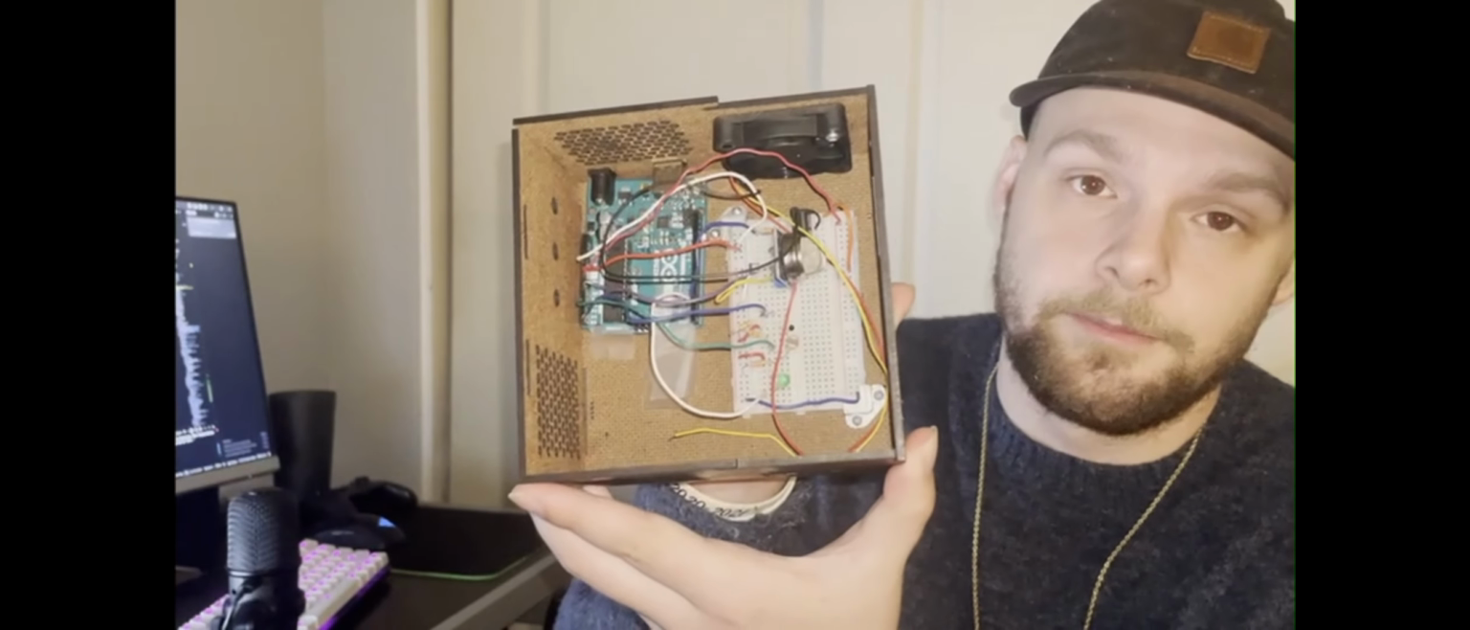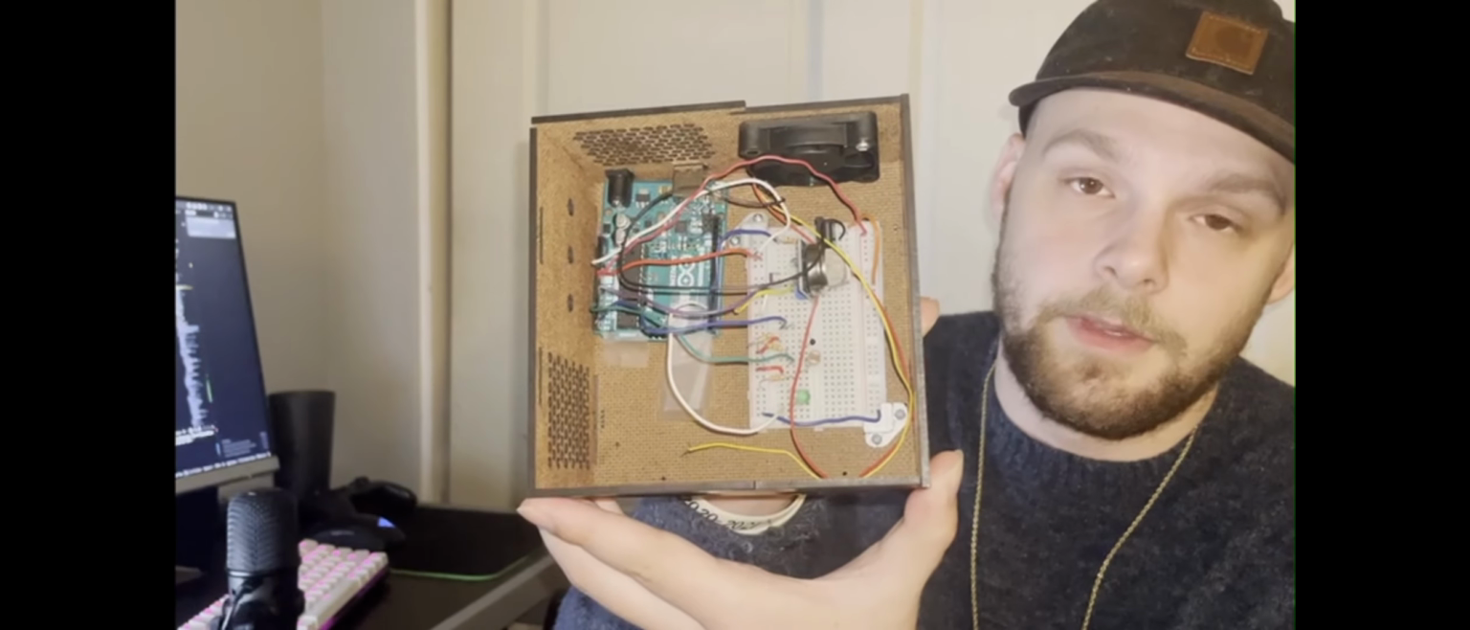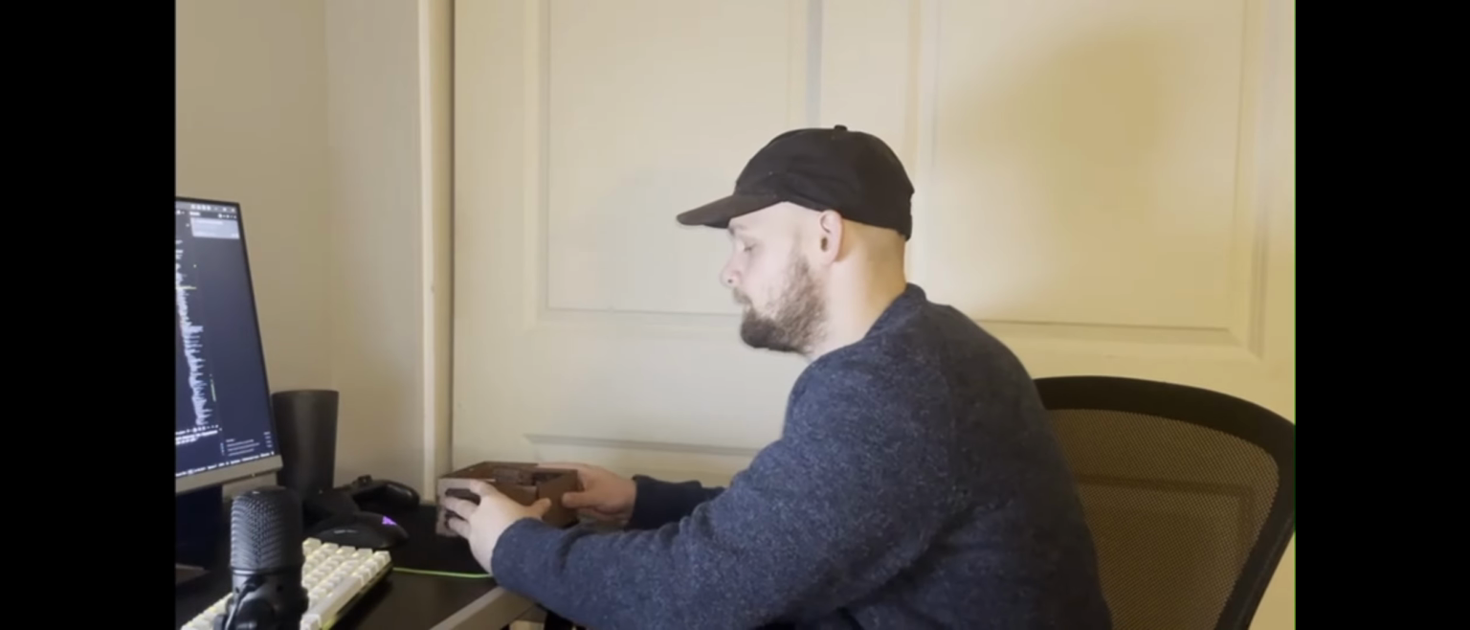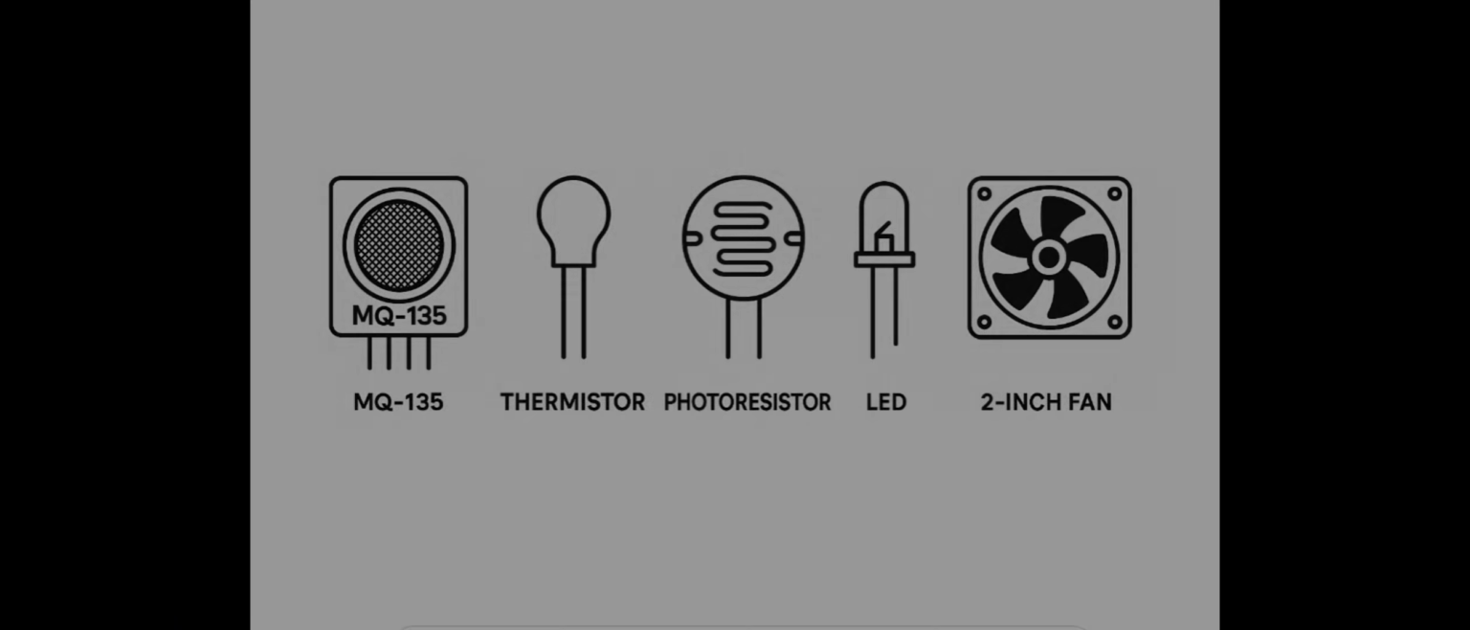So, part of Iris lives in here. This is a couple of sensors, an LED and a fan, and an Arduino, which is very important. But I think I'm going to let Iris tell you about the sensors that it uses.